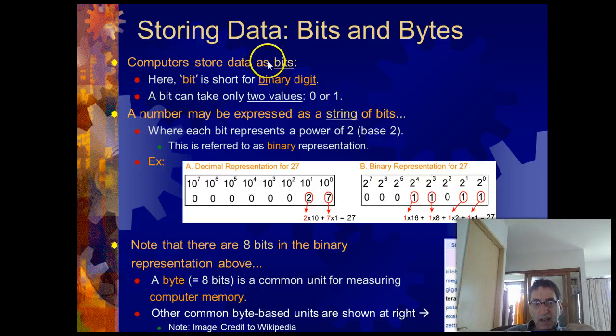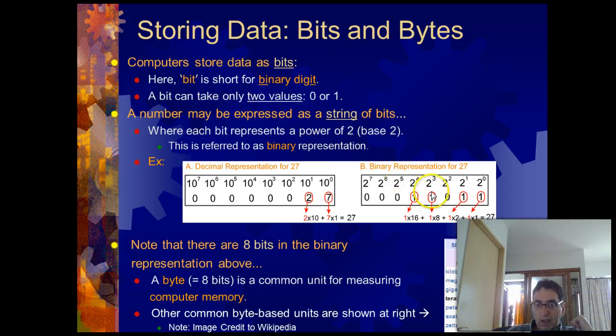So computers store data as bits. Here, bit is short for binary digit. A bit can take only two values, 0 or 1. So this bit can only be 0 or 1, and so on. A number may be expressed as a sequence of bits. String makes us think that we're talking about text, and we're not. So just a sequence of bits, where each bit represents a power of 2, right?